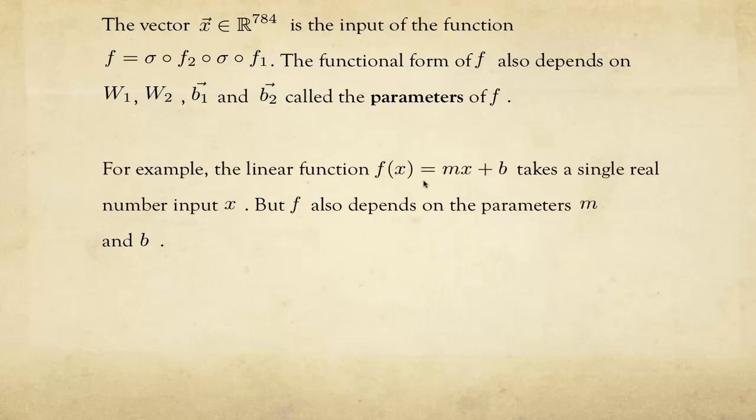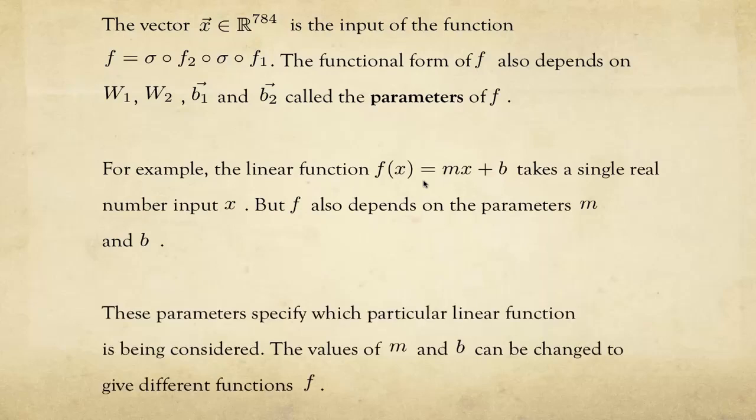For example, the linear function f of x is mx plus b. It takes an input, a real number x. So m and b are parameters of this function. If I change m or change b, then I change my function. In the same way, our classifier depends on the parameters W1, W2, B1, B2. If I change my parameters, then I change my function.